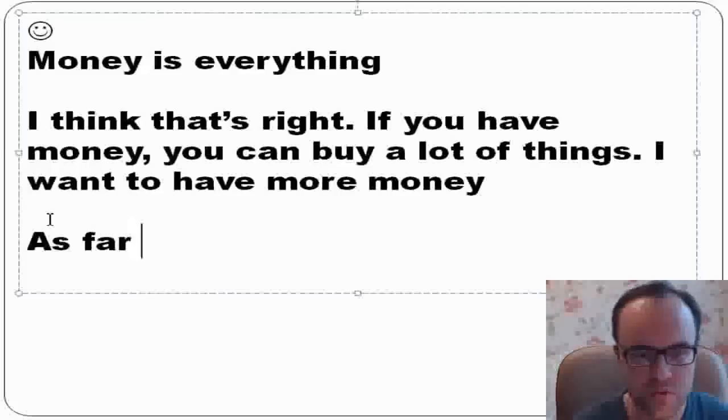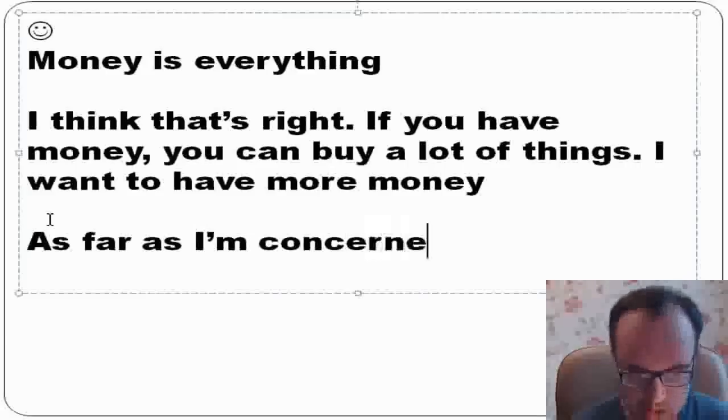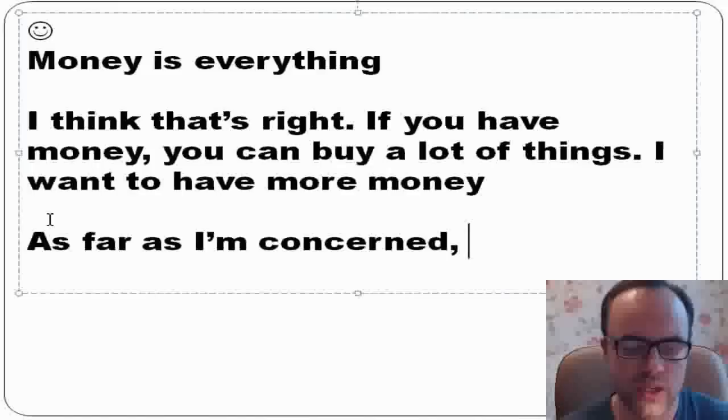So this phrase is more advanced. As far as I'm concerned, you see. So it's the same as I think, as far as I'm concerned, but you see actually the difference. Yeah, I think and as far as I'm concerned. Actually, it's quite another level.